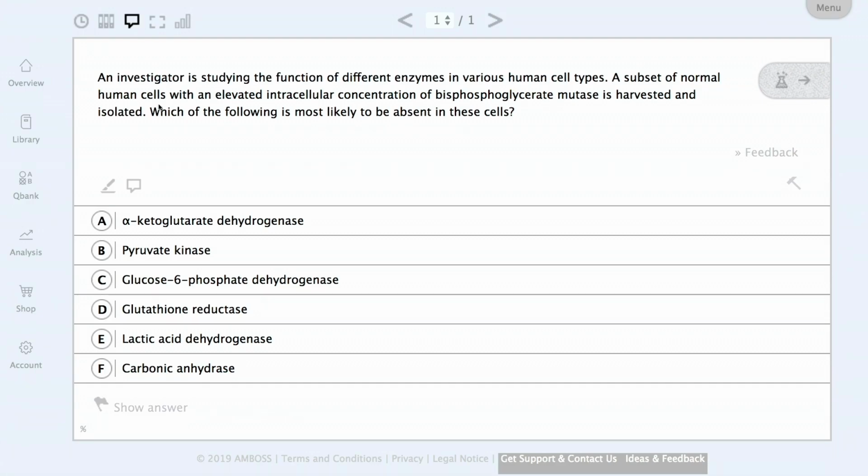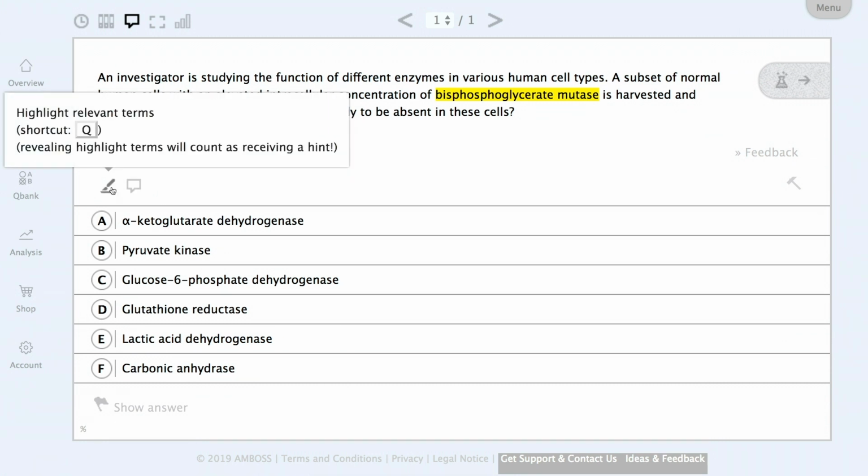I'm going to run you through one of our more difficult questions from this week. So here we have an experimental vignette. The investigator has isolated cells that have an elevated intracellular concentration of biphosphoglycerate mutase. Okay, what is most important here? Obviously then the enzyme. The highlight tool points it out for me.